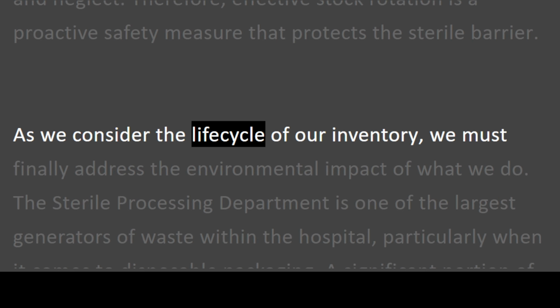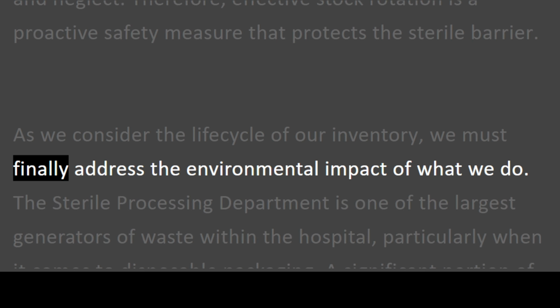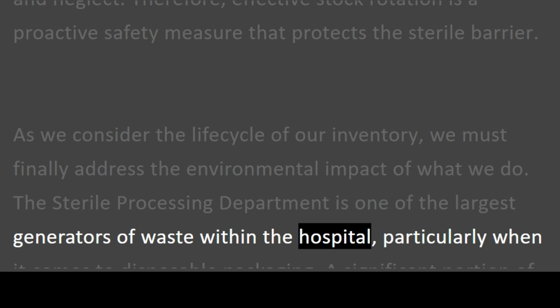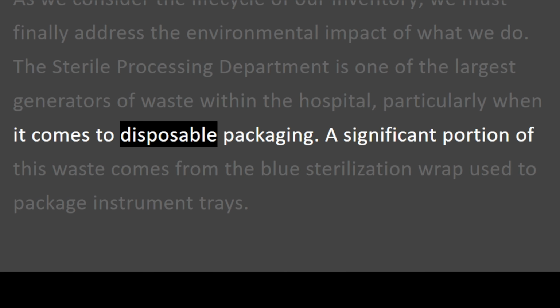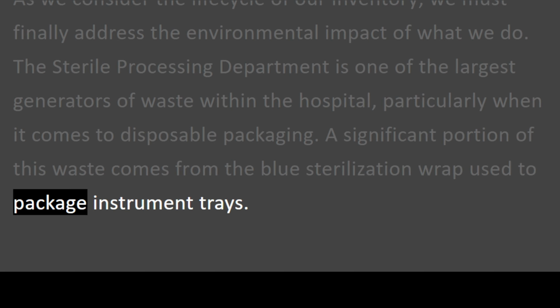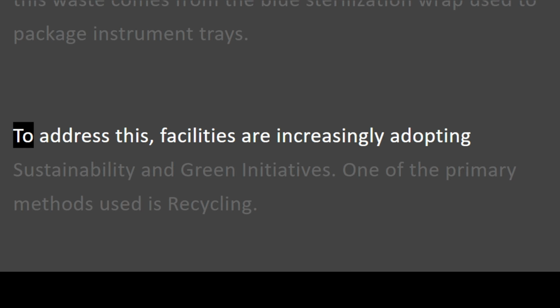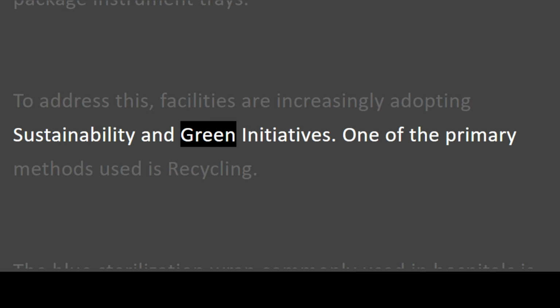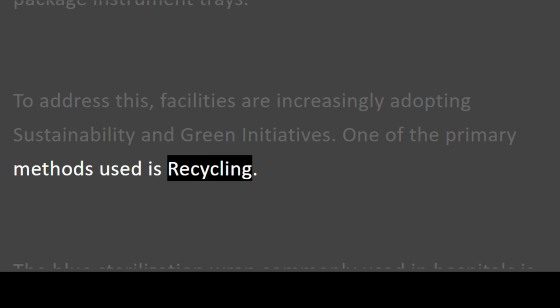As we consider the life cycle of our inventory, we must finally address the environmental impact of what we do. The Sterile Processing Department is one of the largest generators of waste within the hospital, particularly when it comes to disposable packaging. A significant portion of this waste comes from the blue sterilization wrap used to package instrument trays. To address this, facilities are increasingly adopting sustainability and green initiatives. One of the primary methods used is recycling.